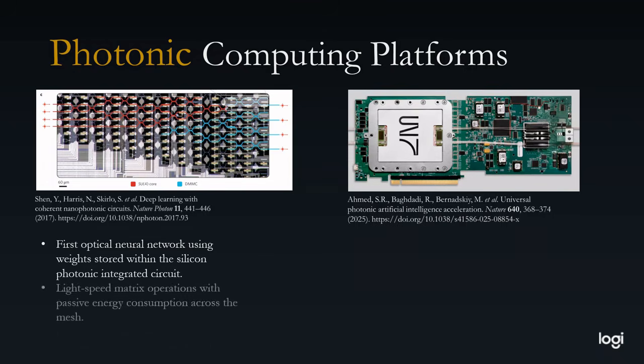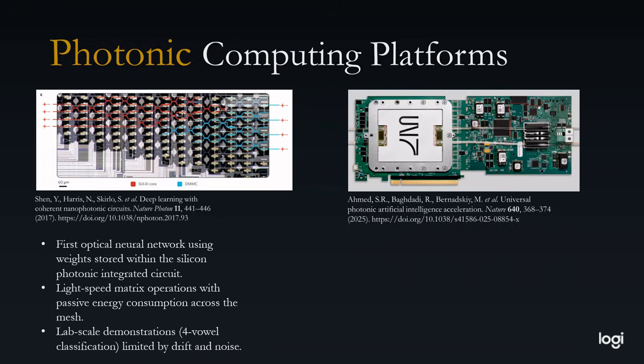So if we consider the optical neural network, it was actually the first optical neural network that tried to solve that initial problem, storing the weights where the compute is happening, and also reducing the amount of energy that is being taken when the compute is happening. So it was the first optical neural network using weights stored within the silicon photonic integrated circuit. And there was also light speed matrix operations happening with passive energy consumption, essentially meaning that you just let light pass through and it does the computation for you. The problem with this was scale, and there were also issues of drift and noise. And this was in 2017.